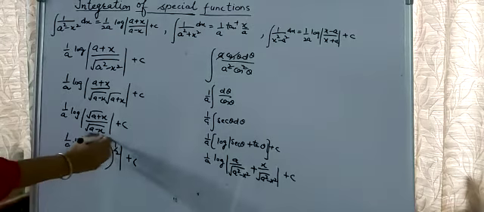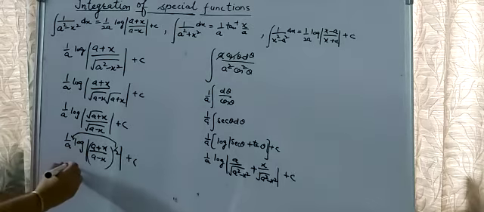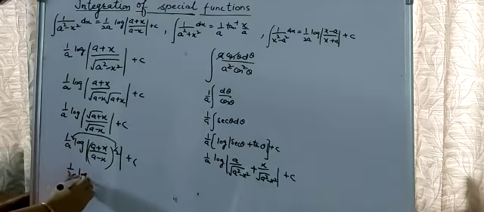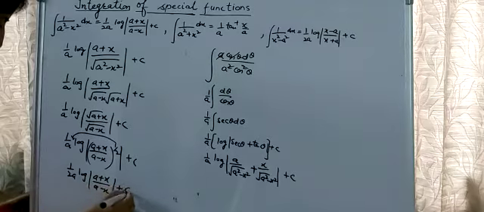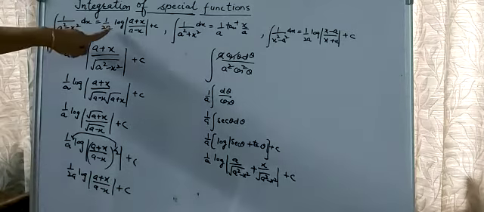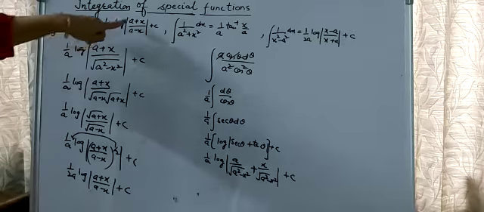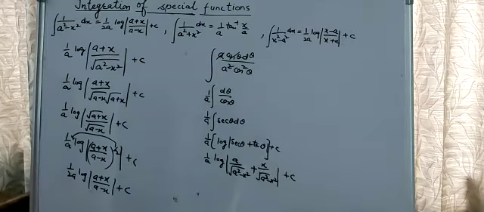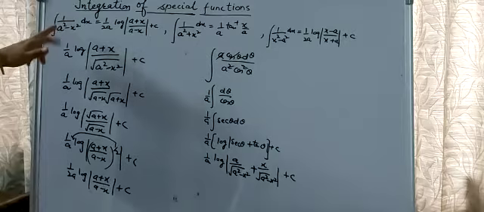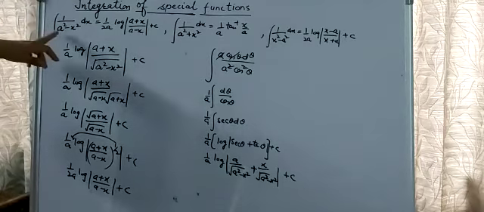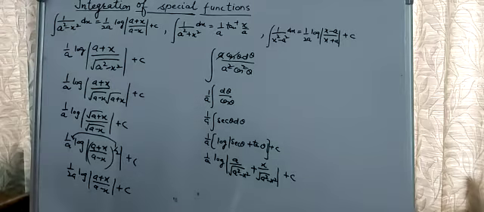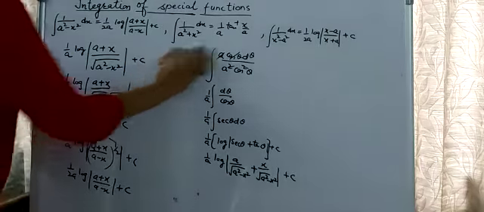Now we take this 1 by 2 before the log, so this will come out here: 1 upon 2a log of a plus x upon a minus x plus c. So you will get this formula: 1 upon 2a log a plus x upon a minus x plus c. That means whenever we have a question of the form 1 upon a square minus x square, we use this formula to solve it.